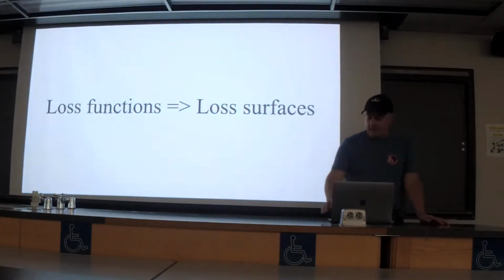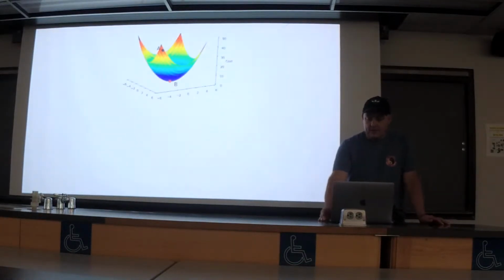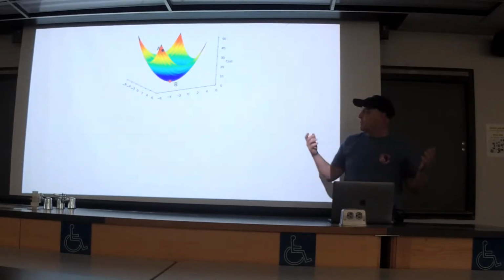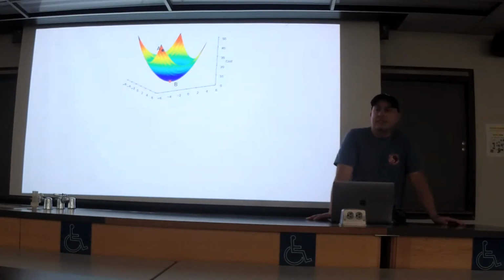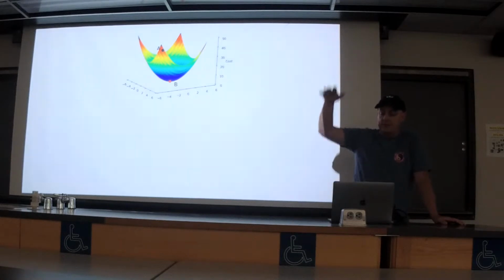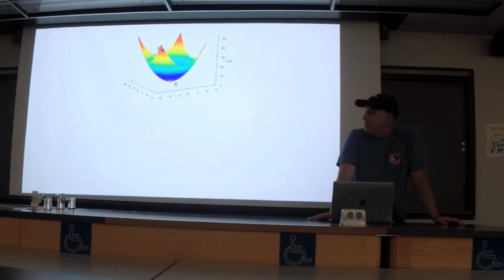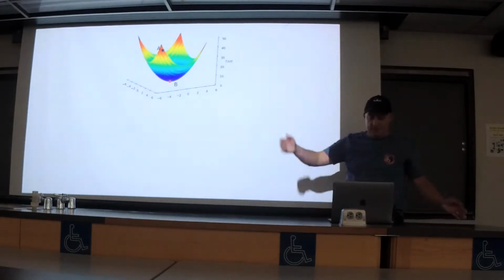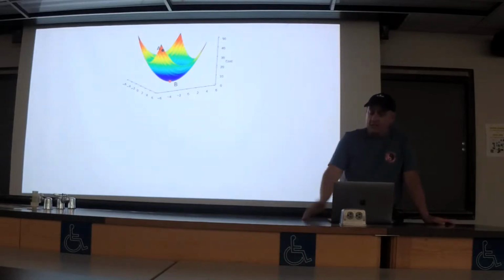So loss functions give us loss surfaces. Here's a very simple loss surface. Think of this as being like the loss surface of a very simple model with two parameters. So two-dimensional, and the loss is in your third dimension. This is a convex loss surface. This would be a very simple optimization problem. This is actually just some kind of quadratic, so you could actually do it analytically.